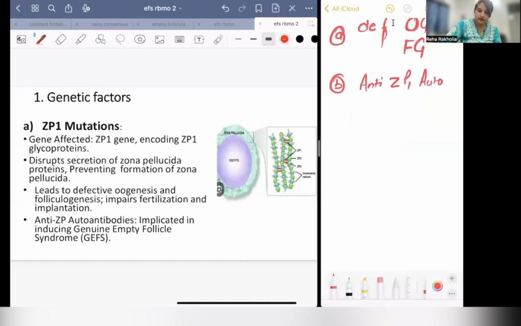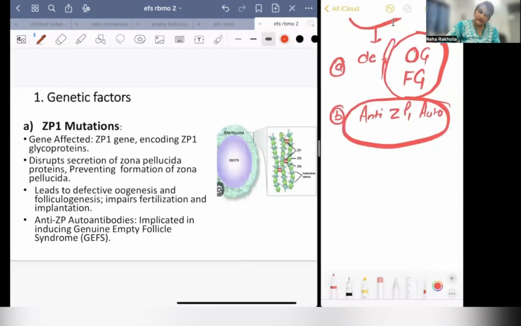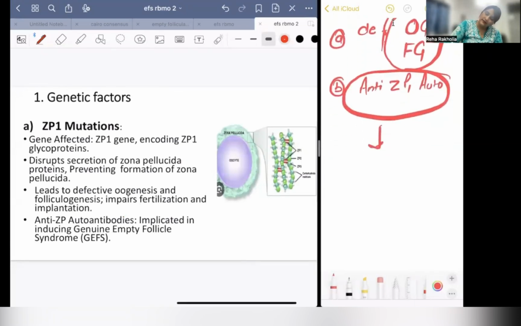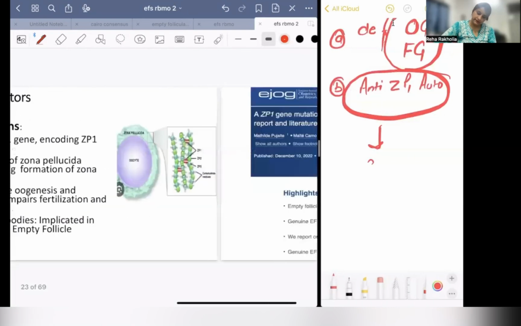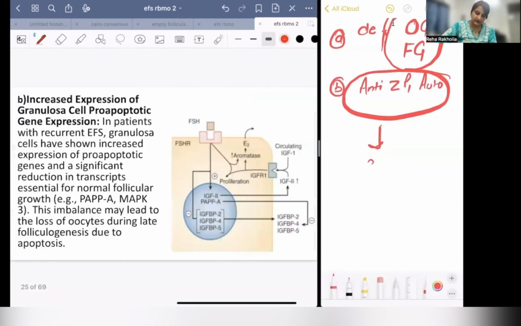So because of these things, there won't be maturation of oocyte, and they won't get detached. We won't get any oocyte retrieved. So this is the cause of genuine empty follicular syndrome. This is a paper which tells about the JP1 mutation.